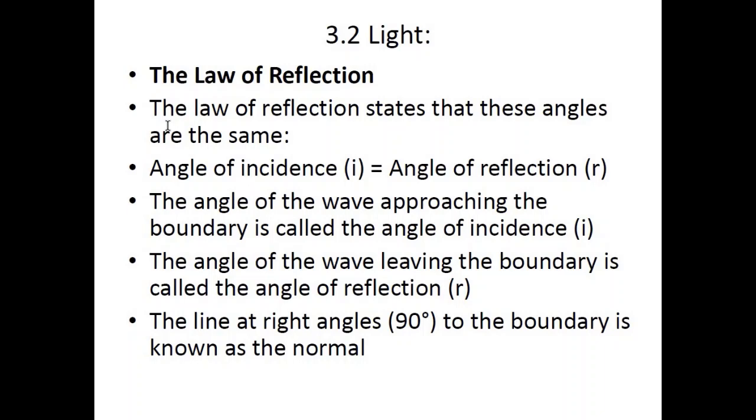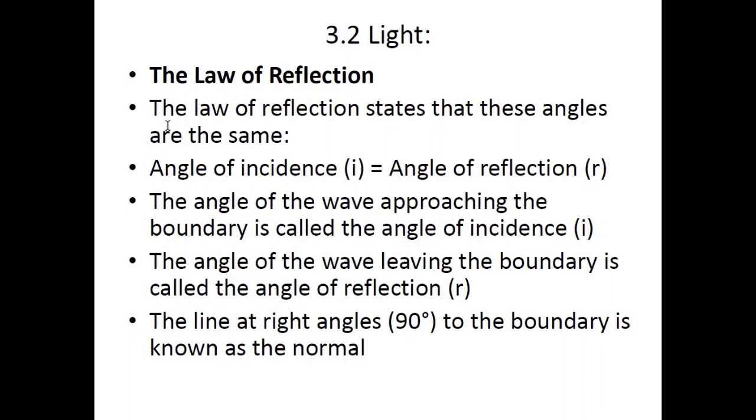The law of reflection of light states that the angle of incidence for a ray of light is always equal to the angle of reflection, that is denoted by R. The angle of the wave approaching the boundary is called the angle of incidence, whereas the angle of wave leaving the boundary is called the angle of reflection.